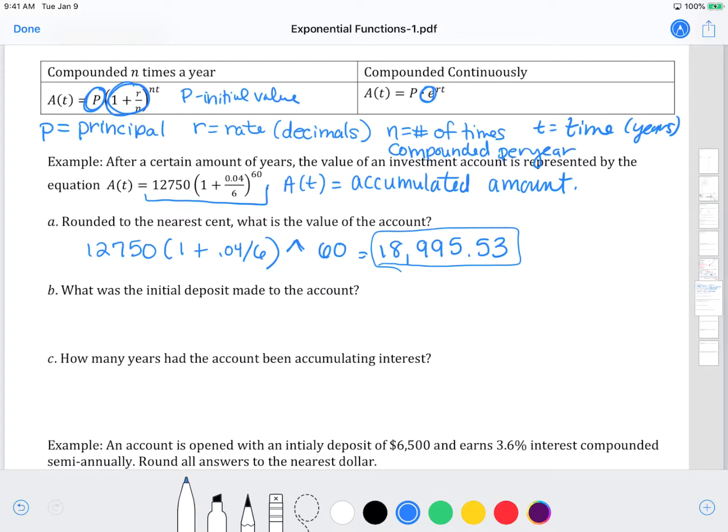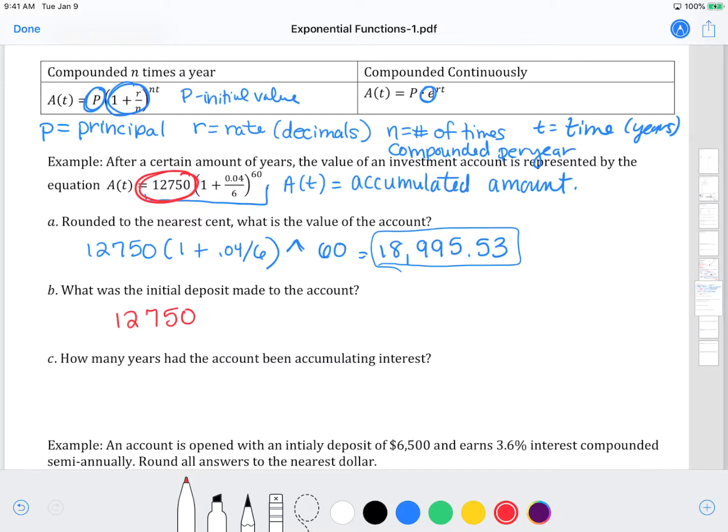Okay, part B says, what is the initial deposit made to the account? Well, we can get that information just by looking at the formula. Our P is our principal, which is our initial value, or initial amount. And so that is this value right here in the formula. So my initial amount that would have been put in the bank would be $12,750.